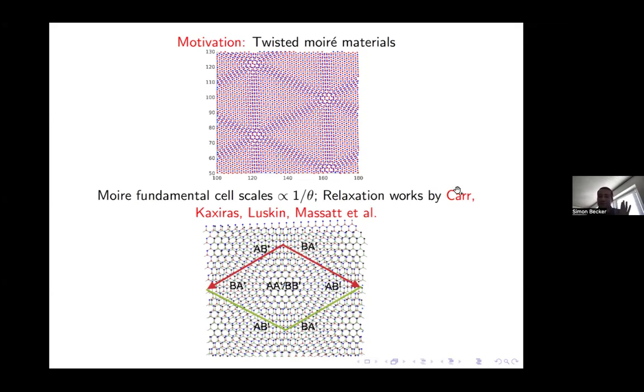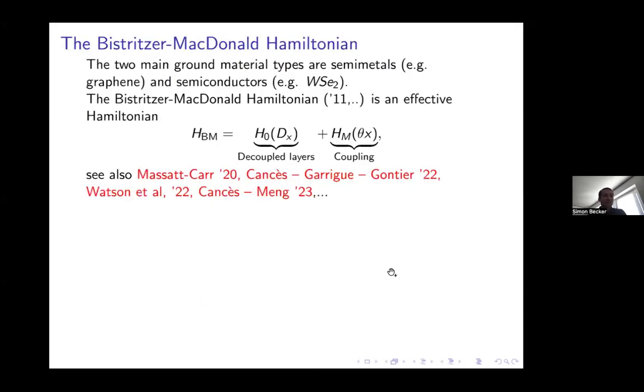And so I just want to, in broad terms, refer to the work of Carr, Caxiras, Laskin, and Massart, who, and then in later works, developed this idea of what relaxation actually is much further. And now there's a wide range of models that take more or less important things into account there. Okay. So I'm going to talk less about this effect of relaxation. I just wanted to mention it to you so that you have an idea of what is actually happening there. What I'm going to talk about is some analysis of an effective model that describes these materials, okay?